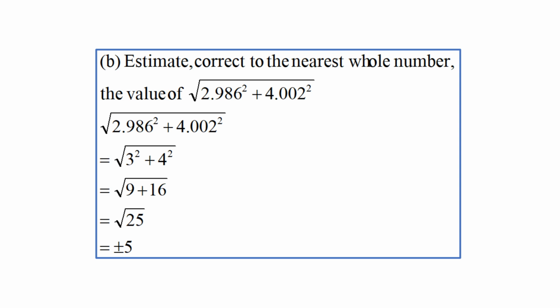Now, let's add these two results together. 9 plus 16 equals 25. Next, we need to find the square root of this sum. The square root of 25 is the number that, when multiplied by itself, gives us 25. That number is 5. Finally, we round this result to the nearest whole number. Since 5 is already a whole number, we can conclude that the estimated value of the expression is 5. To summarize, we estimated the value of the square root of 2.986 squared plus 4.002 squared to be 5 when rounded to the nearest whole number.